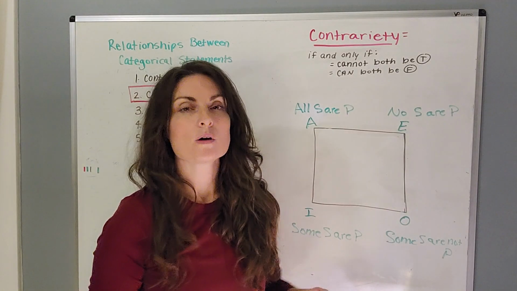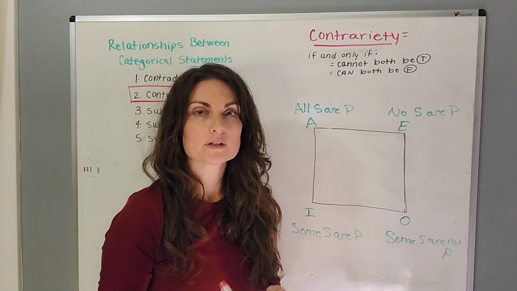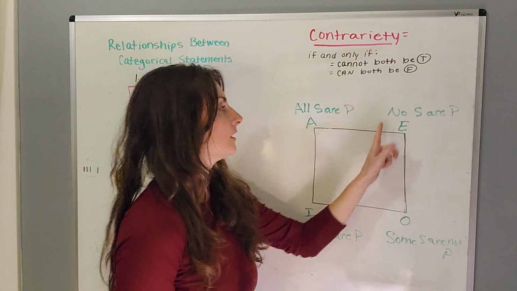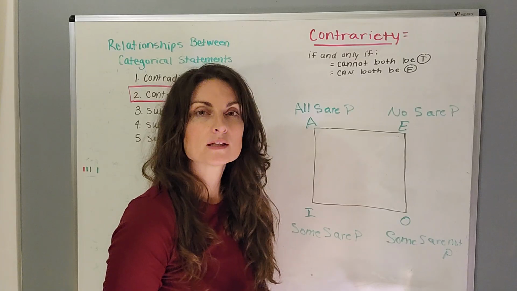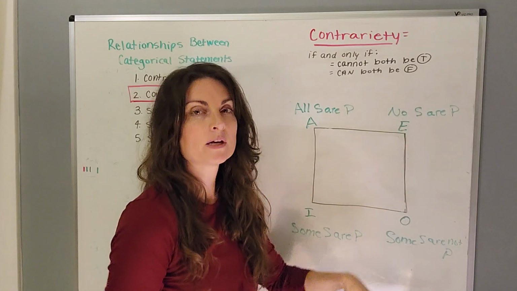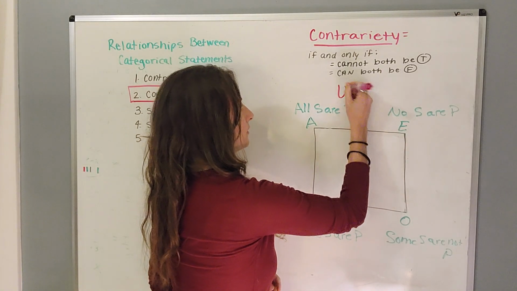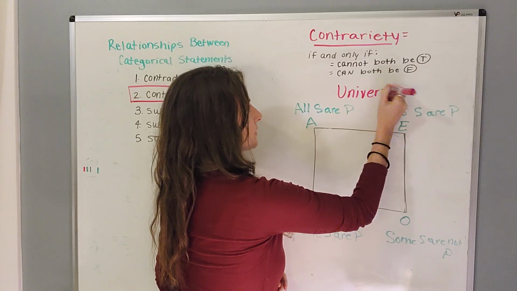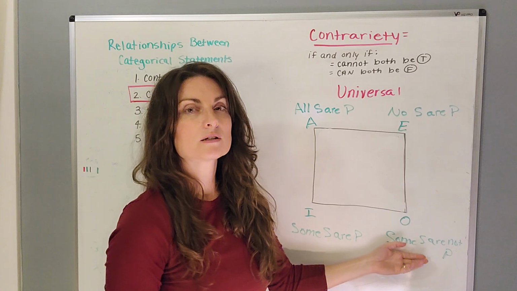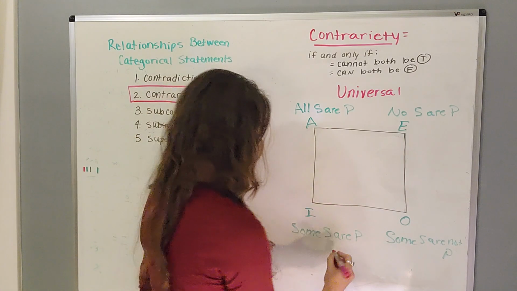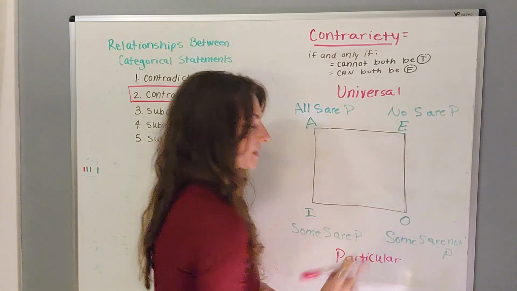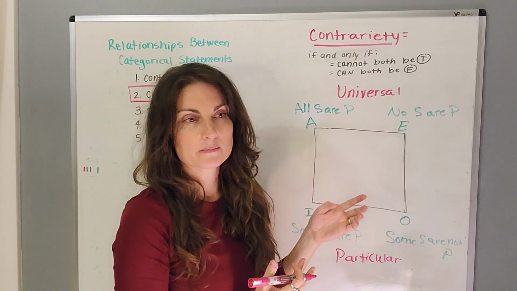Now we're going to look at quantity. How much of the subject is being talked about in each statement. Up at the top, we have all and none, or no. This is talking about the entire group of the subject, whether it's all or none of them. It's universal. It's talking about all of our subject. Down here, we have some and some are not. This is talking about part of our subject. So this is particular. That's quantity. How much of the subject are we talking about?